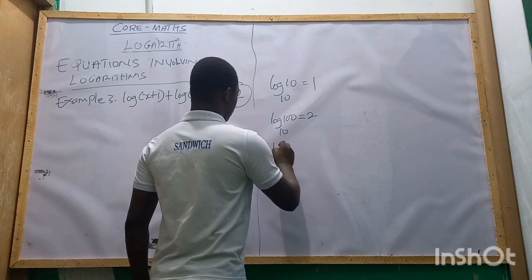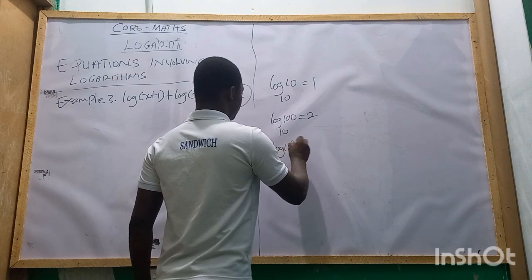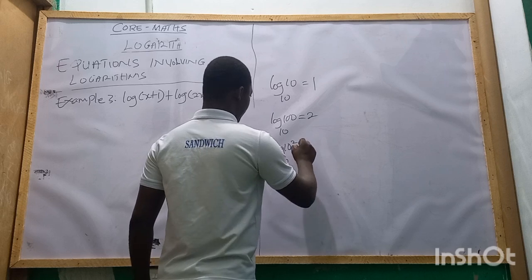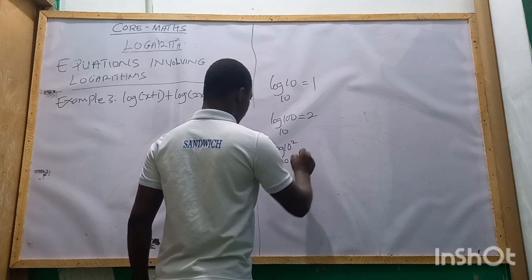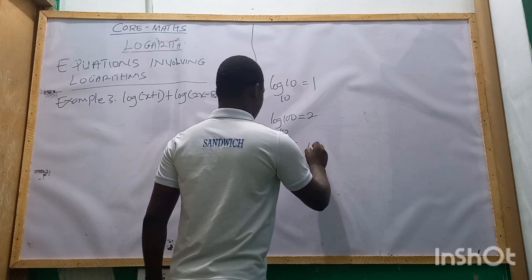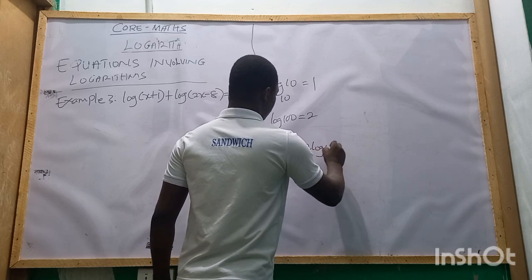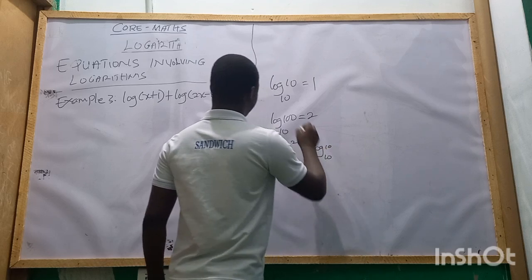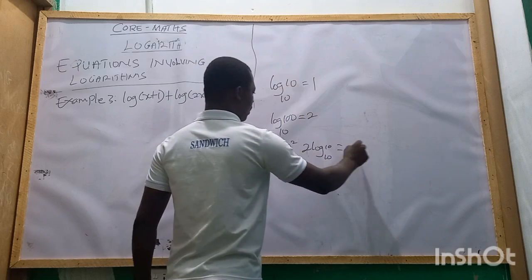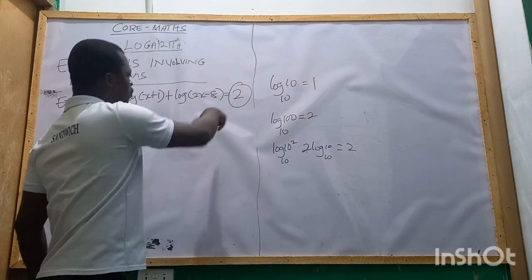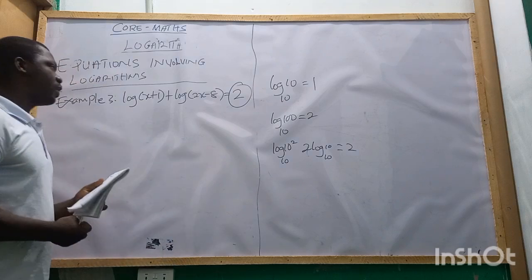Which is log 10 squared 10. Then you simplify it to be 2 log 10 to the base 10. If you know log 10 base 10 is 1, which will give us what? 2. So here instead of 2, you write log 100.